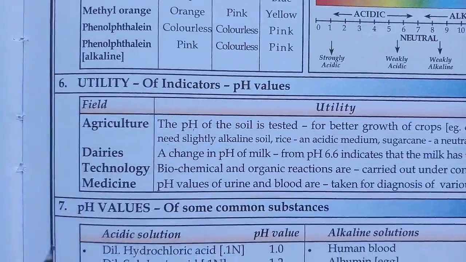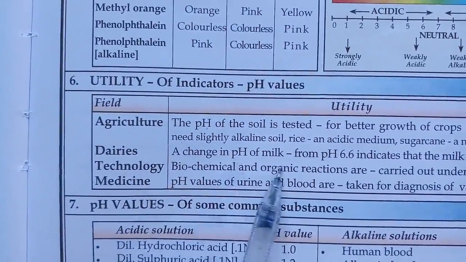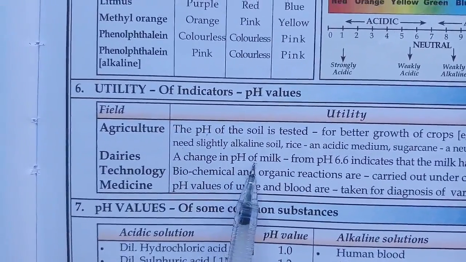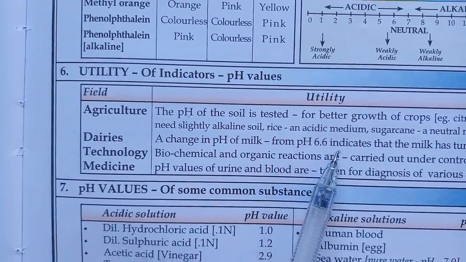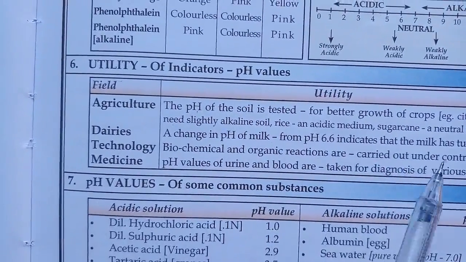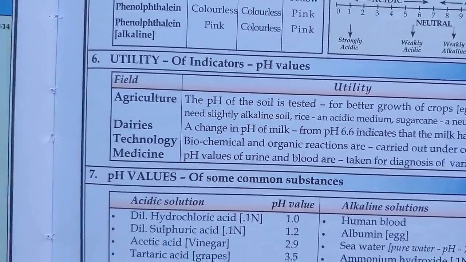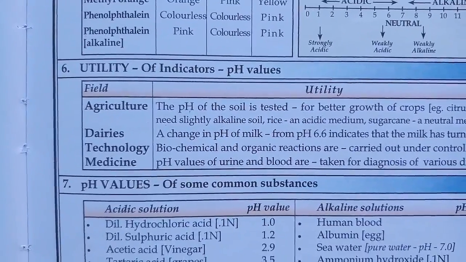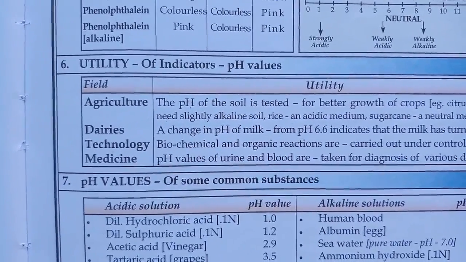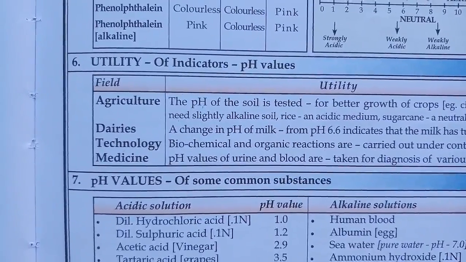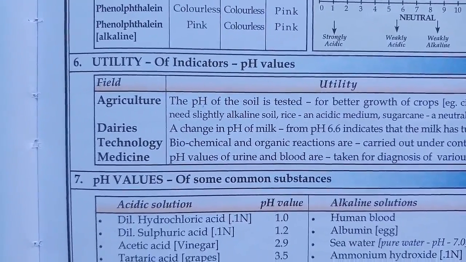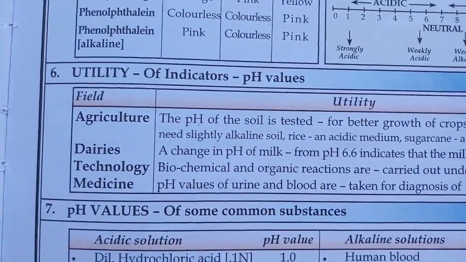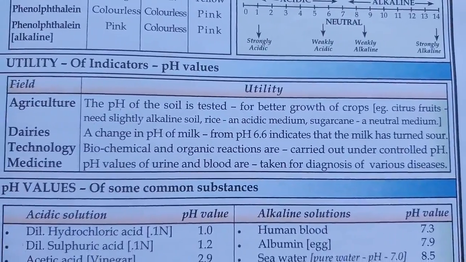And in dairies, a change in the pH of milk. They just take a look at the change of the pH of the milk. From pH 6 to 6.6, it indicates milk has turned sour. Doodh fat gaya, right? And in technology, biochemical and organic reactions are carried out under controlled pH. It's very important. If the pH changes, it gives you a different reaction than the desired one.